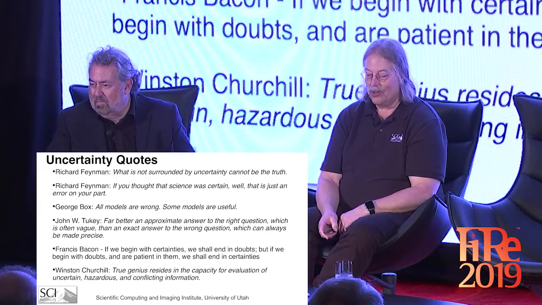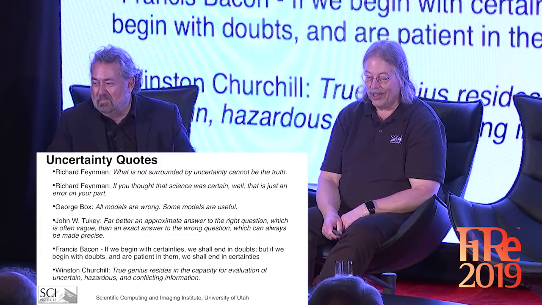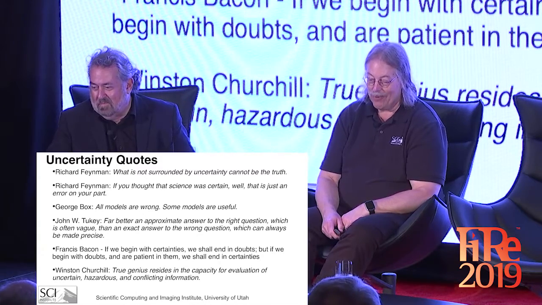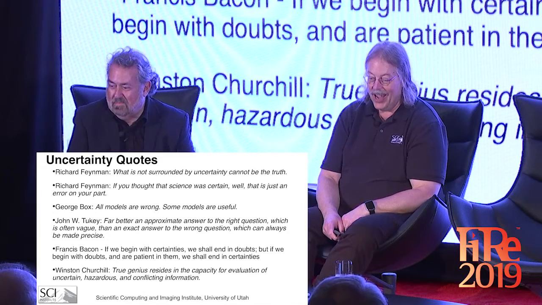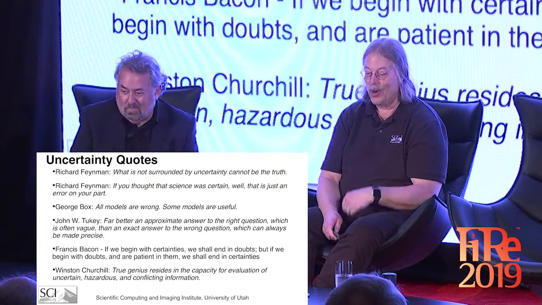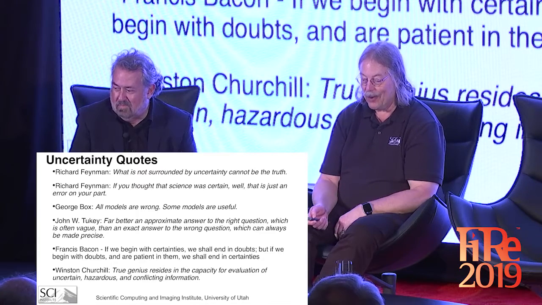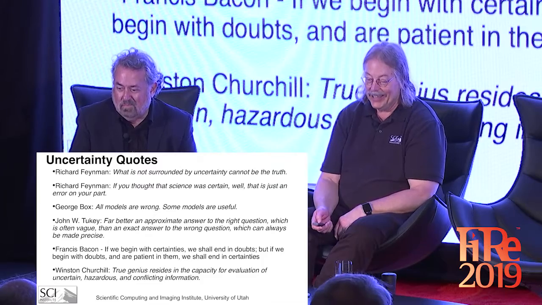I always like a quote or two, and these are some of my favorite ones about uncertainty. Feynman: if you thought science was certain, well, that's just an error on your part. And one of my favorites, George Box: all models are wrong, some models are useful. And John Tukey, probably one of the most famous statisticians, who coined the term data science back in the 70s: far better an approximate answer to the right question, which is often vague, than an exact answer to the wrong question, which should always be made precise, which is what a lot of simulation people do.